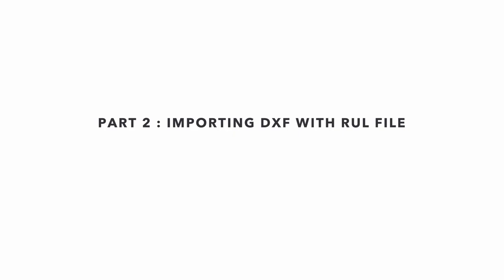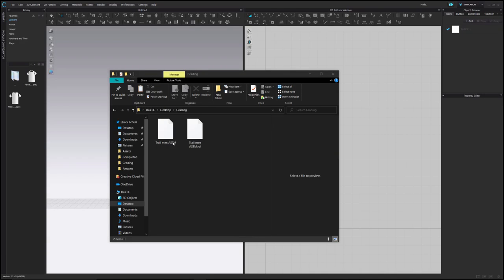Now let's see how we can work on graded patterns which were developed in other CAD solutions. I have a DXF and its rule file ready in a folder. A rule file contains all the grading information and you'll be able to export it out along with the DXF from other CAD softwares. Always make sure that they are in the same folder and they also have the same file names. So first I'm going to import this DXF into CLO.